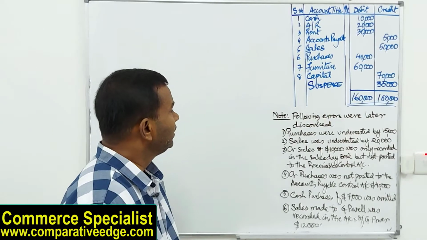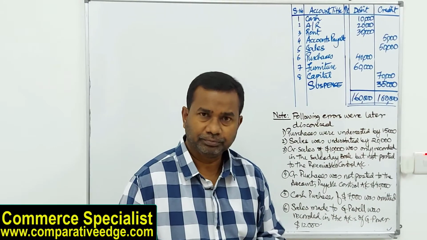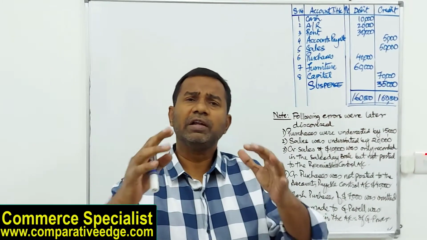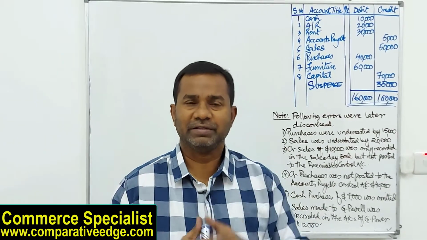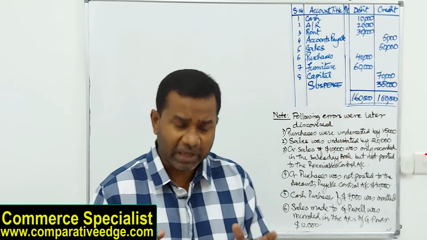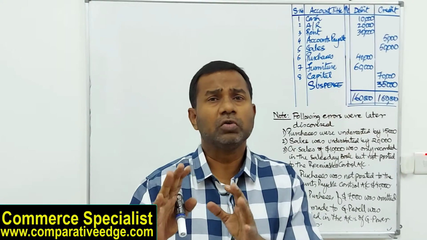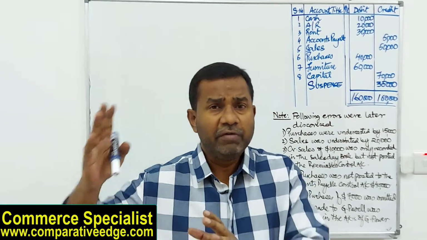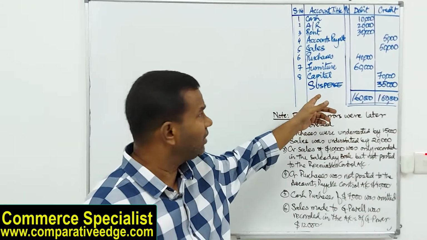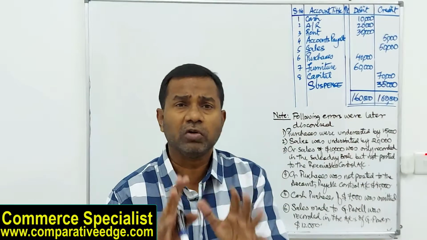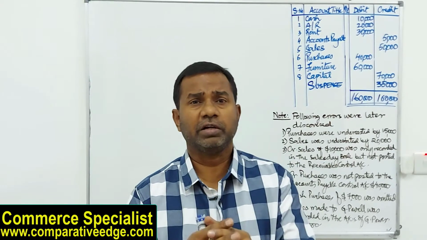Number one, it says purchases were understated by 15,000. Now, purchases were understated means that purchases were recorded less. You need to know the double entry, as I already told you. First of all, your prerequisite is you need to know the 7 errors, which, even if they are there, the trial balance still balances. Now when the trial balance is not balancing and you had to put suspense, that means we are not talking about those 7 errors. These are different errors which are to be corrected through the suspense account.